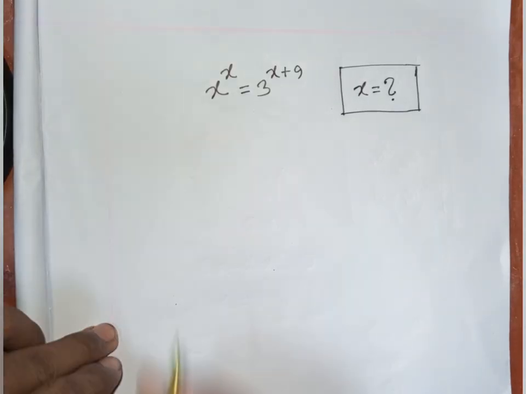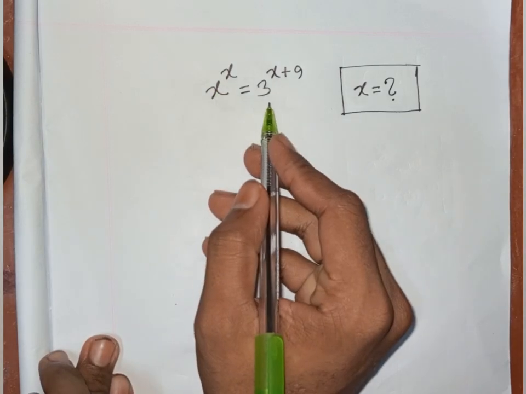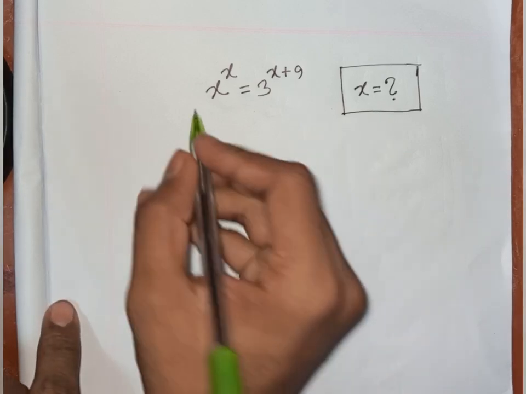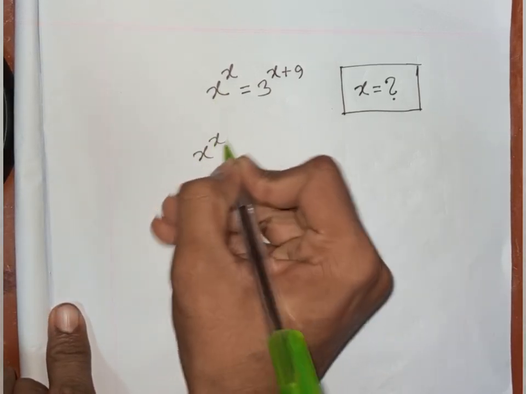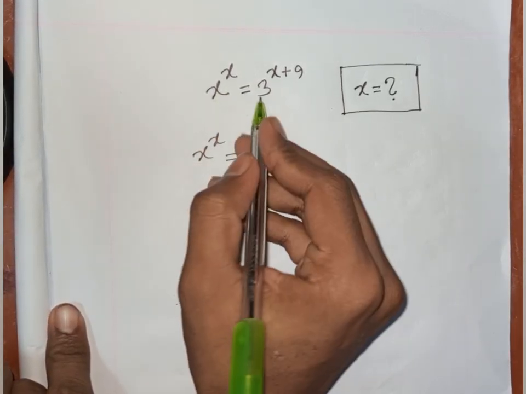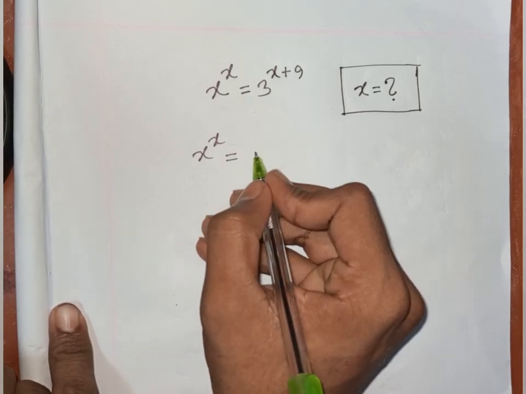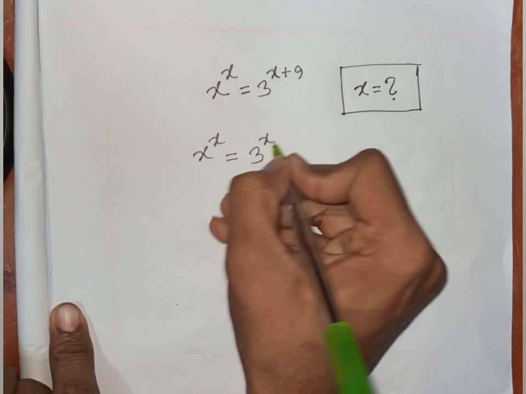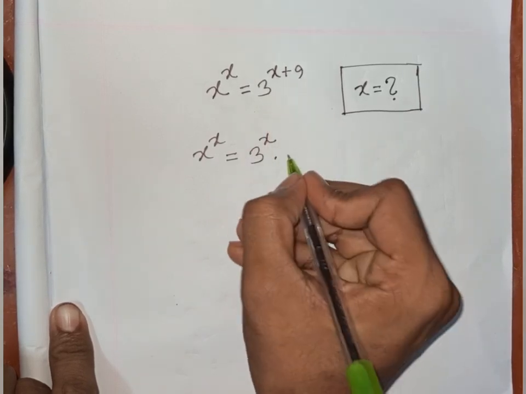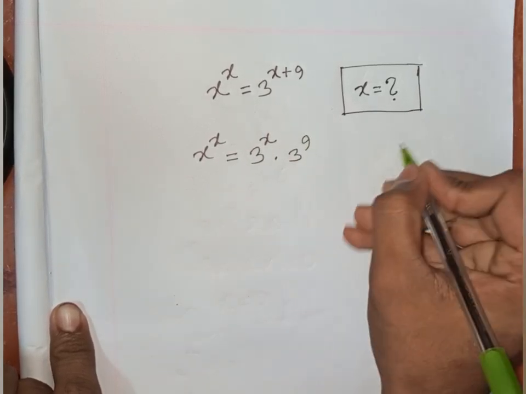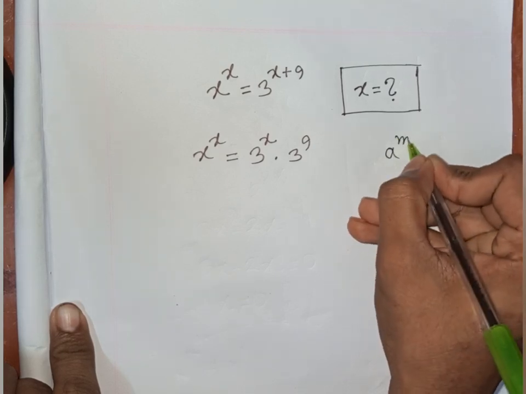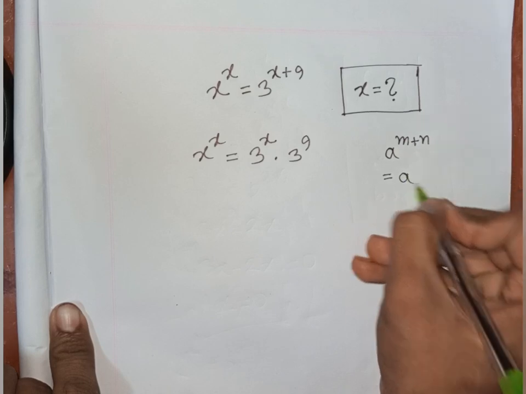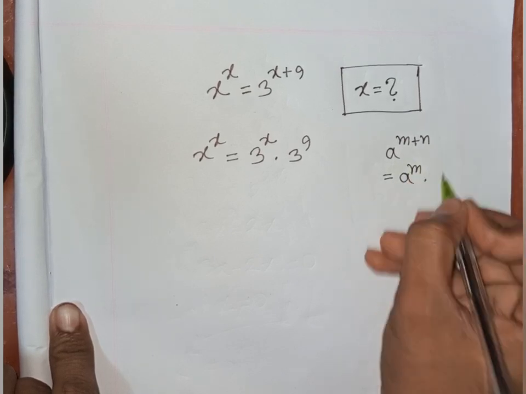How to solve? 3 power x is equal to 3 power of x plus 9. Find the value of x. So we have x power x is equal to 3 power of x plus 9. That means it can be written as 3 power x times 3 power 9, according to this exponential rule that a power m plus n is equal to a power m times a power n.